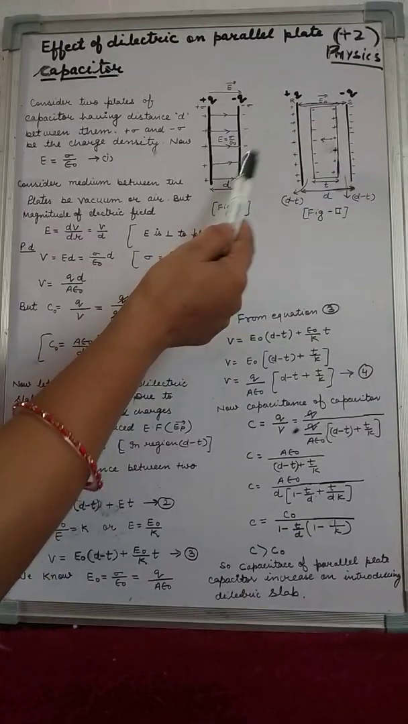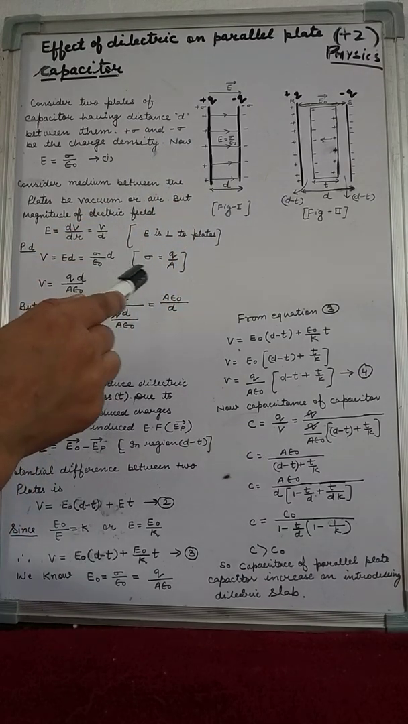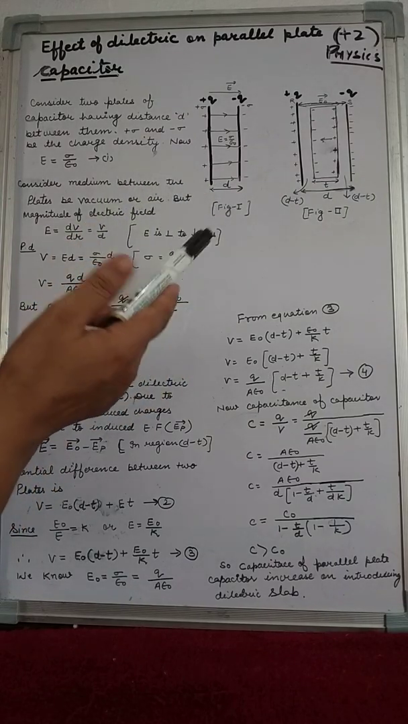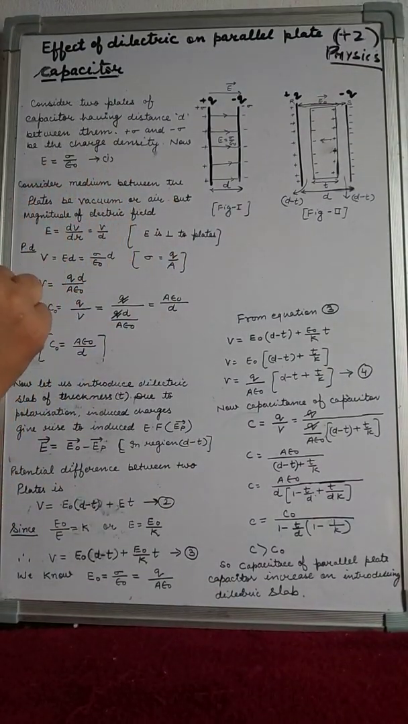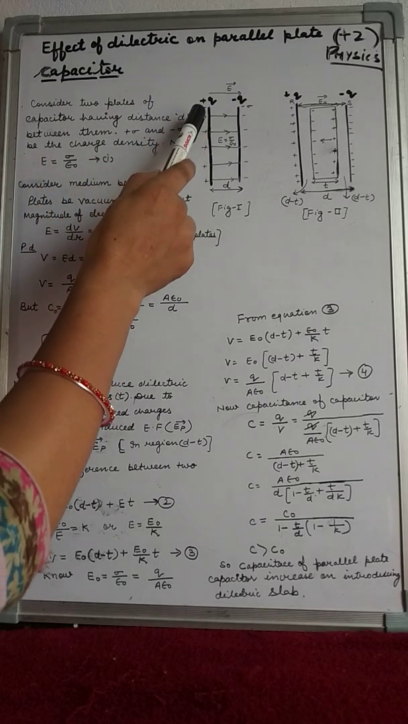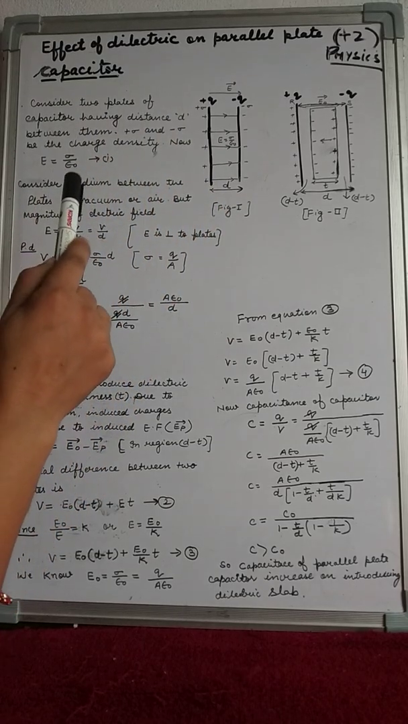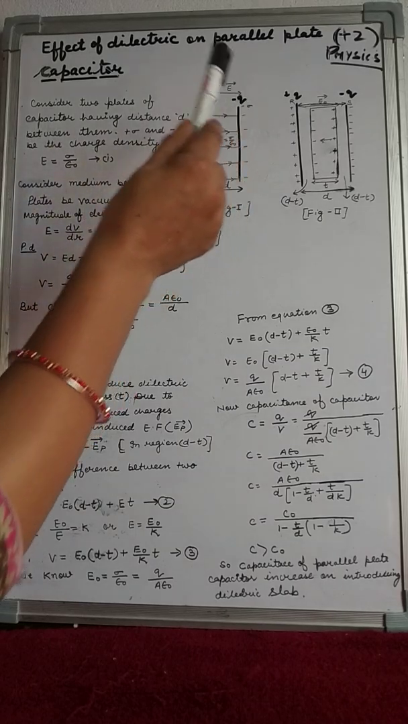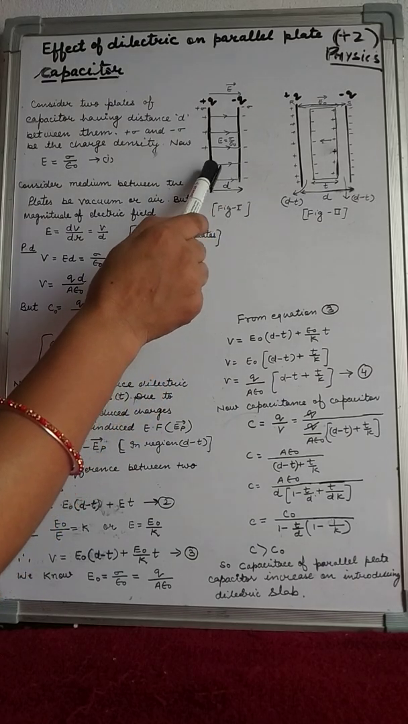and we will see the effect on this capacitance in the two cases. So first of all, we will discuss the capacitance of the parallel plate capacitor when there is vacuum or air between them. For that we have considered two plates of a capacitor having distance d between them, with positive charge on one plate and negative charge on the other plate.